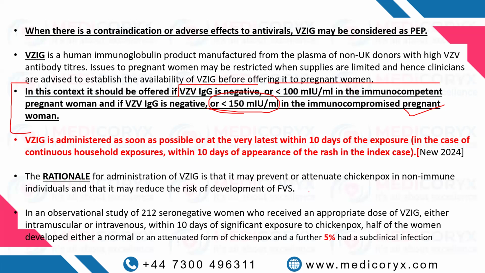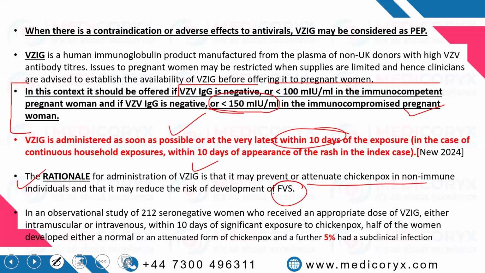So when you are going to offer VZIG, you offer it as soon as possible, or at the very latest within 10 days of the exposure. In the case of continuous household exposure, within 10 days of the appearance of the rash in the index case. So you can simply say within 10 days of the exposure. The rationale for administration of VZIG is that it may prevent or attenuate chickenpox in non-immune individuals and that it may reduce the risk of development of fetal varicella syndrome.